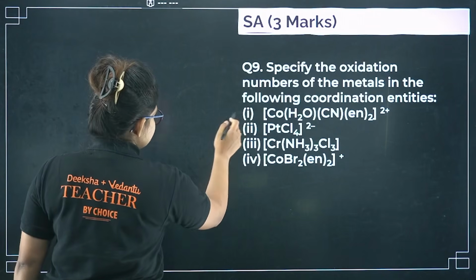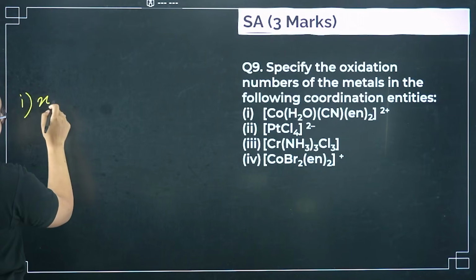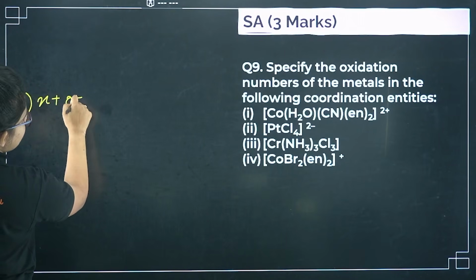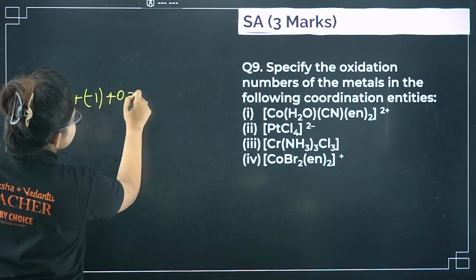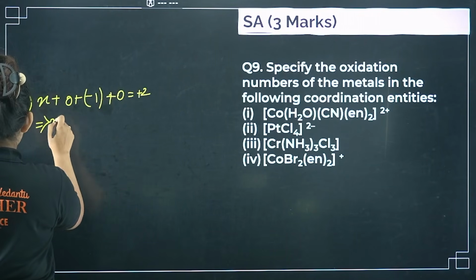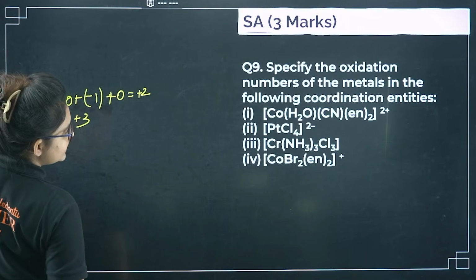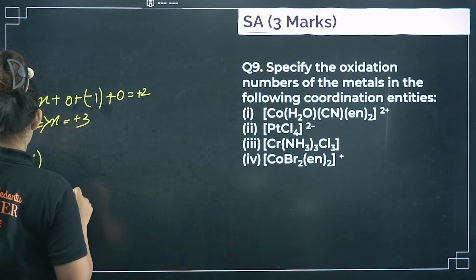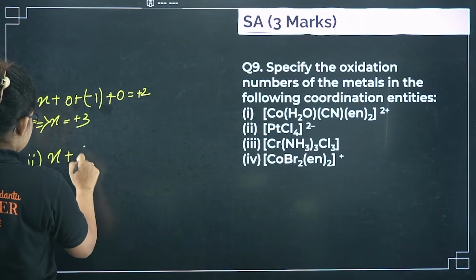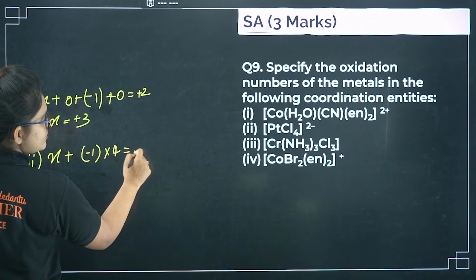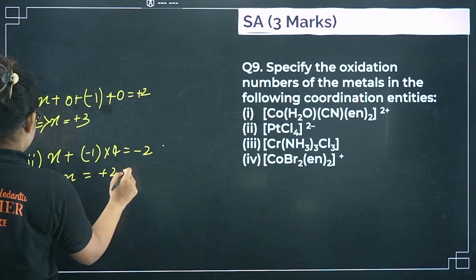For number 1 we will do first. For cobalt we will take X, for water it is 0, for cyanide it is -1, for ethylenediamine again it is 0, equals +2. So X value is becoming +3. Number 2, PtCl4 2 minus. Here you can see X plus for chlorine -1, so -1 into 4, equals -2, hence I am getting X equals +2, right.